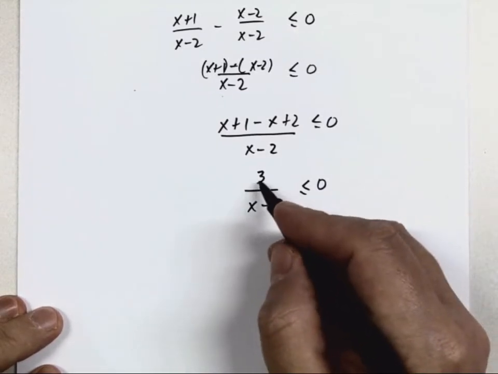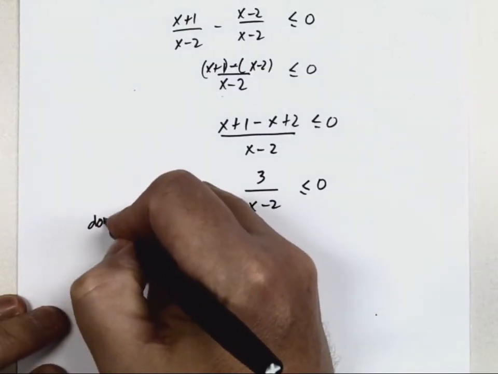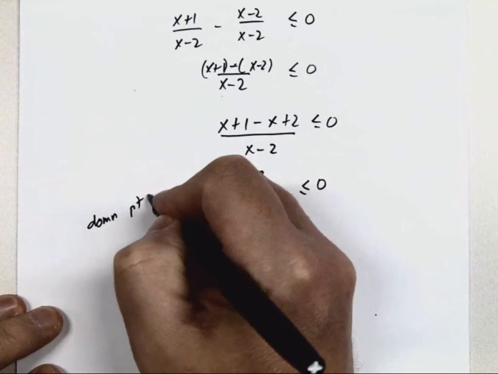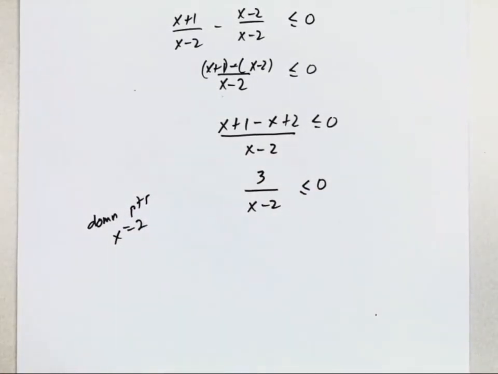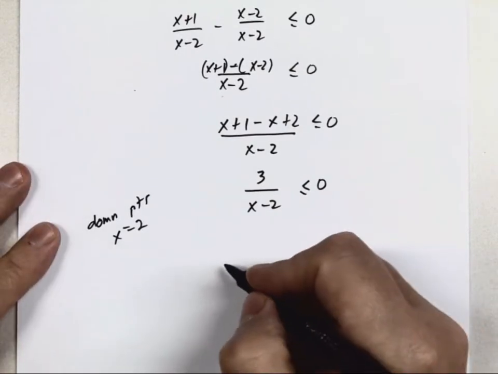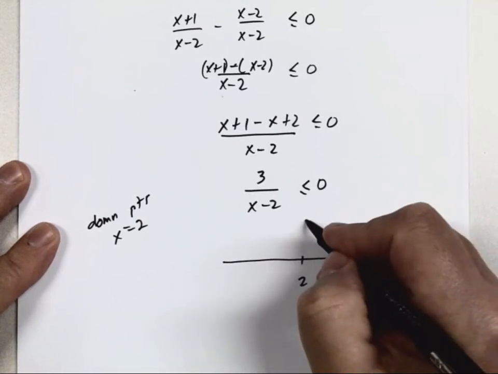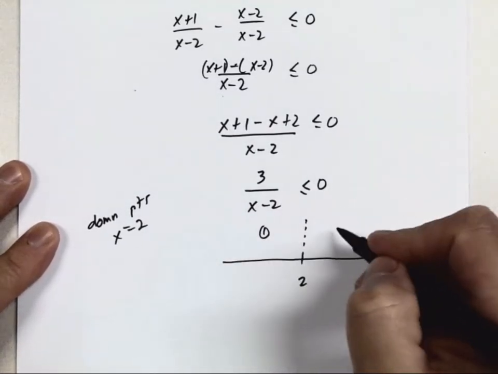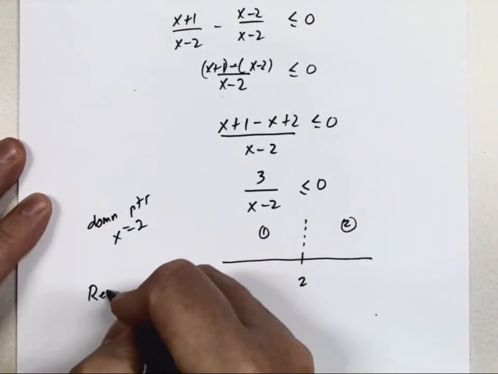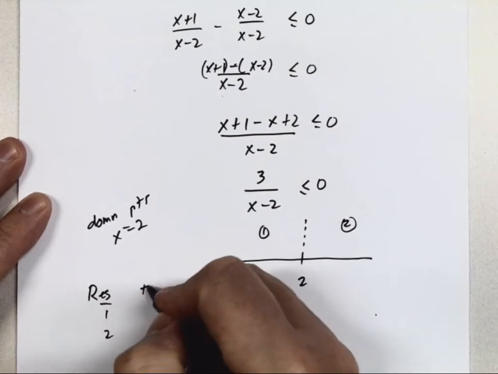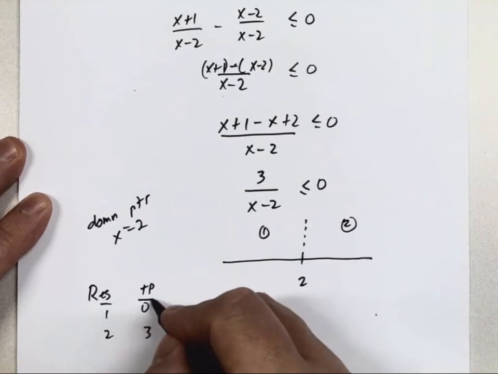There are no zeros of x, but there are some what I call domain points. In other words, x can never be 2 in the denominator. That's a domain point. And the domain point is how I break up. There's only going to be 2 regions here. I still do a sign chart. Test point 0 and 3.